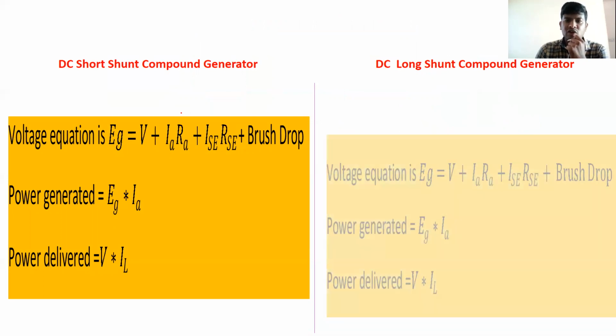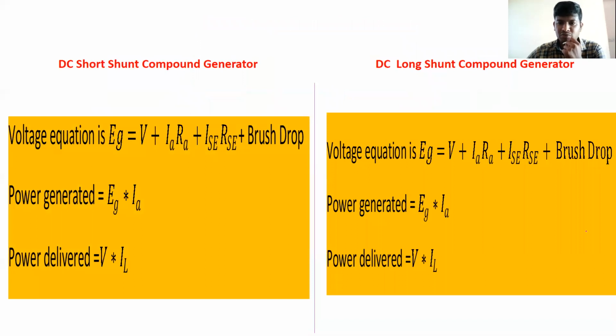Similarly, in the long shunt compound generator, the voltage equation is EG equals V plus IA RA plus ISC RSC plus brush drop. Here we simply apply KVL to the loop and write the voltage equation. The power generated in the generator is the same for all, that is EG into IA, and the power delivered is V into IL. This is the compound generators.